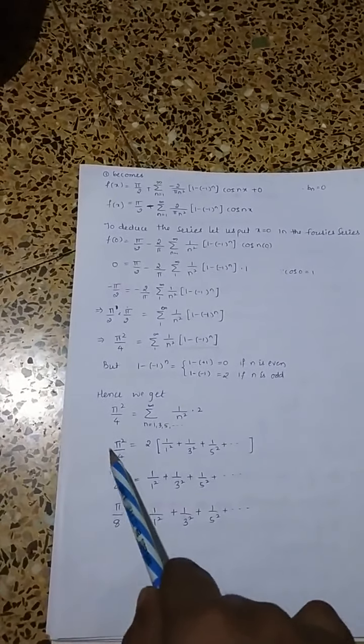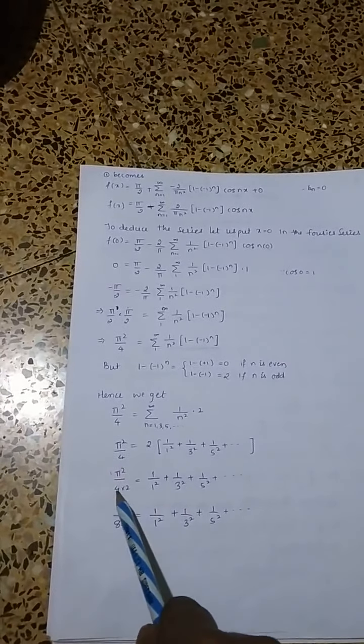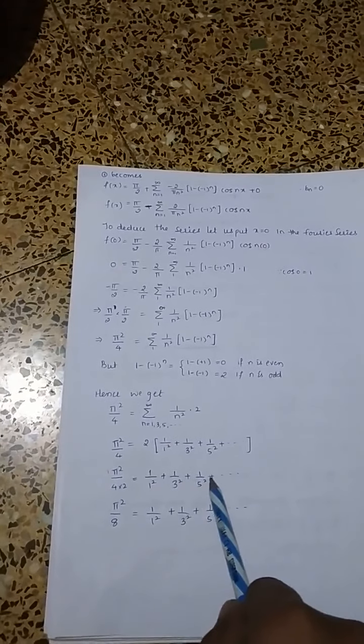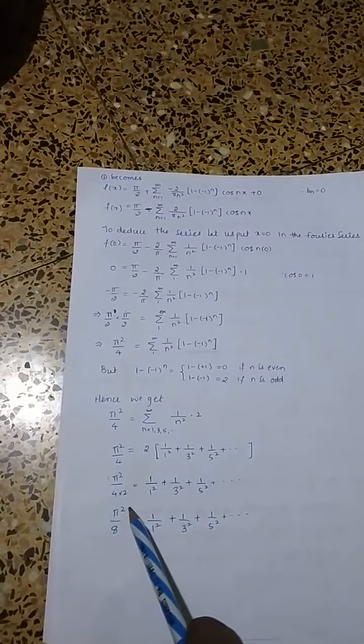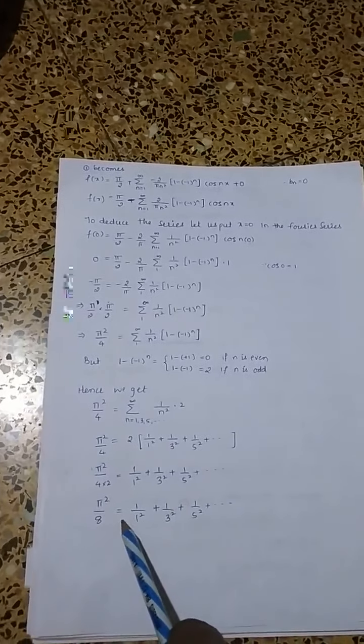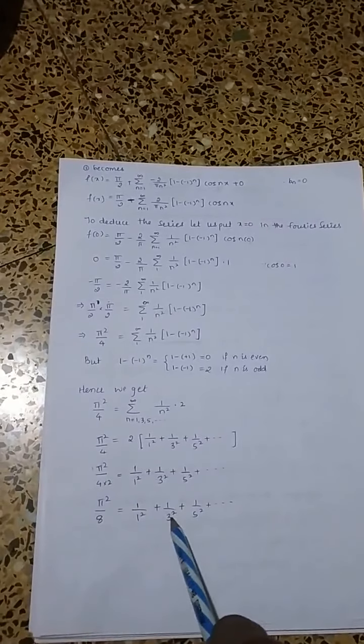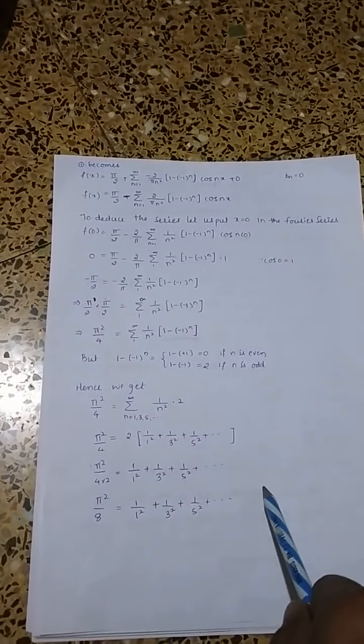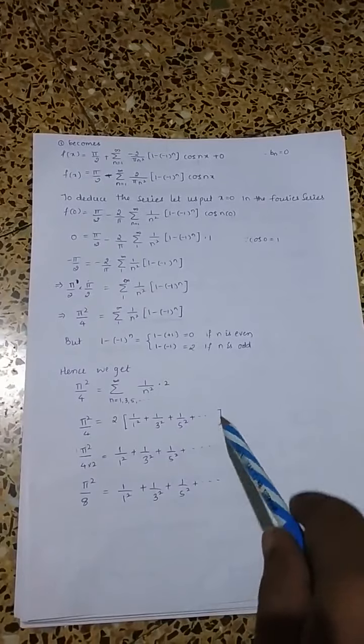Taking 2 again to LHS, that is pi square by 4 into 1 by 2 is equals to 1 by 1 square plus 1 by 3 square plus 1 by 5 square plus so on. That is, pi square by 8 equals to 1 by 1 square plus 1 by 3 square plus 1 by 5 square plus so on. This is the required solution.